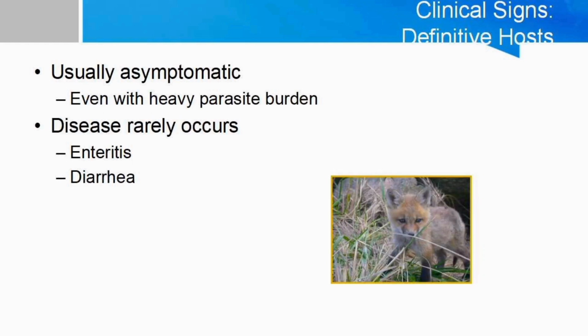Echinococcus species are usually carried asymptomatically in their definitive host. Large numbers of parasites may be able to cause enteritis and diarrhea, but this seems to be rare. Thousands of adult parasites have been found in asymptomatic dogs and foxes.